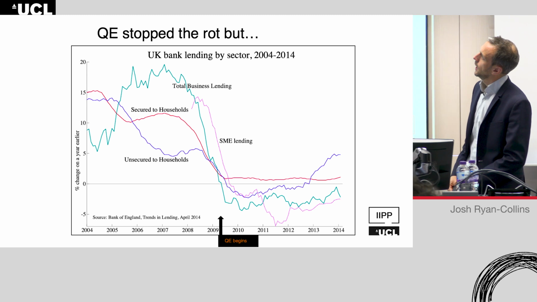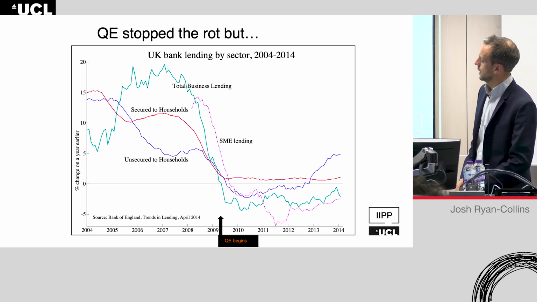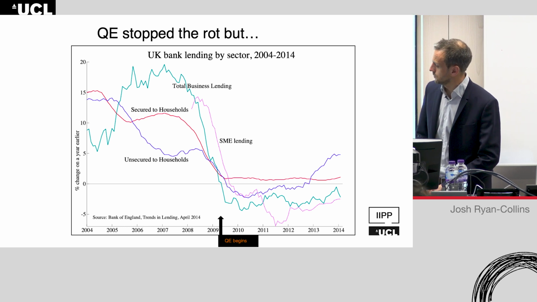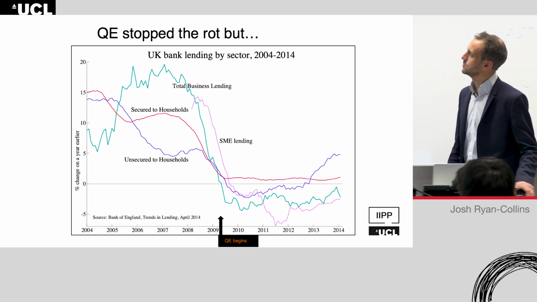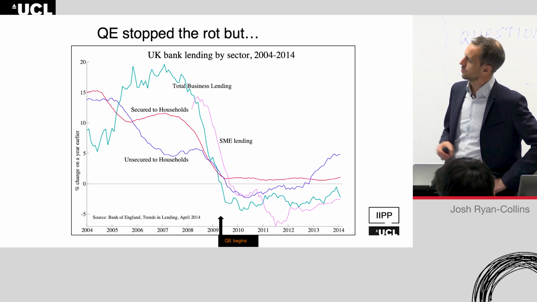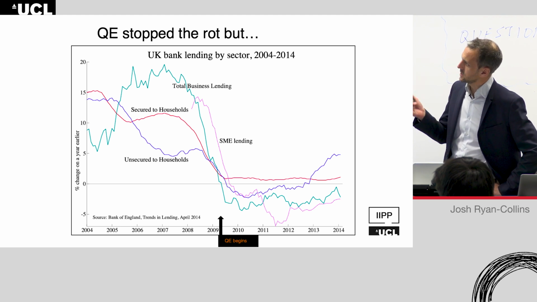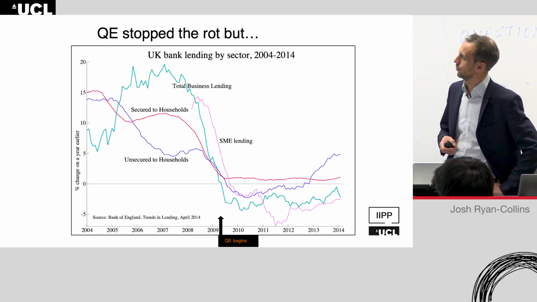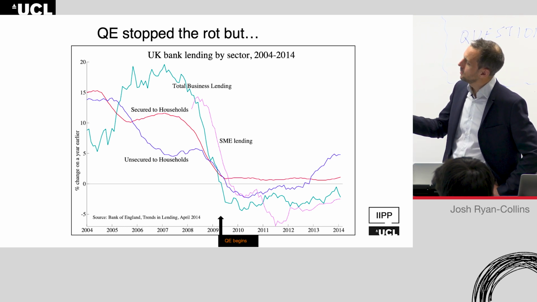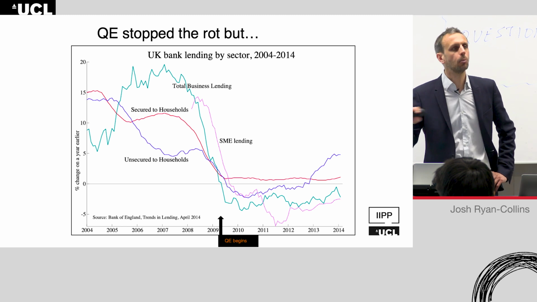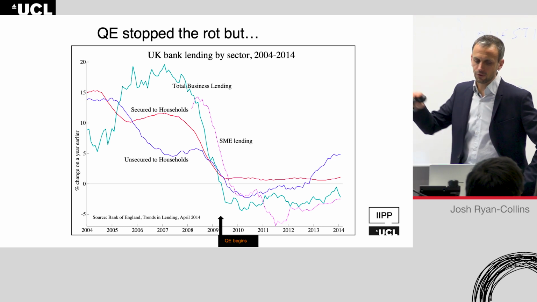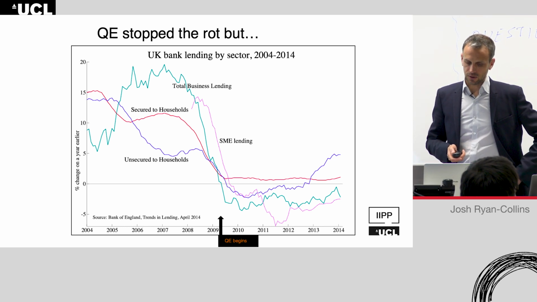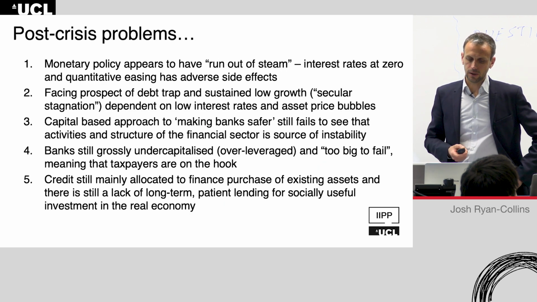So this chart shows UK bank lending from 2004 to 2014, and you can see this massive collapse in lending from the financial crisis from 2007 onwards. It's SME lending, total lending, secured lending to households, mortgages. Then QE comes in around the second half of 2009, and it does stop the rot. This collapse in lending does stop, but there isn't a recovery back to the levels that we saw in the early 2000s, suggesting that QE wasn't leading to, or it didn't help, a recovery.